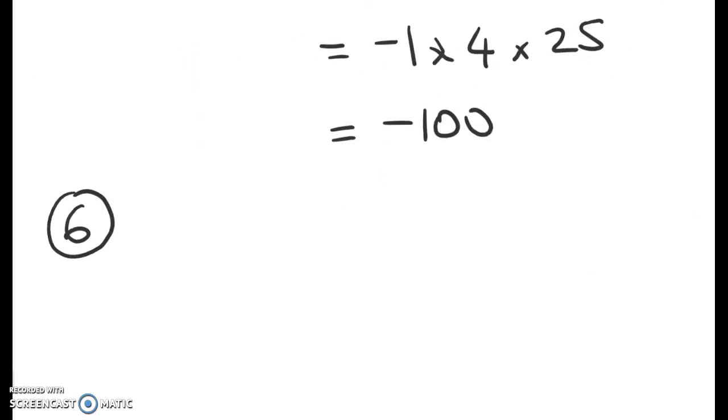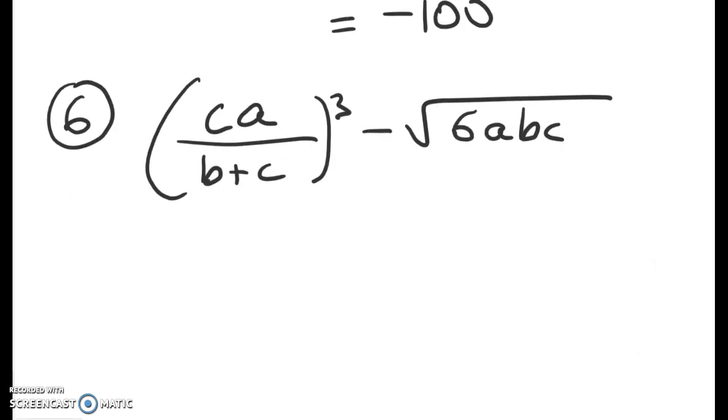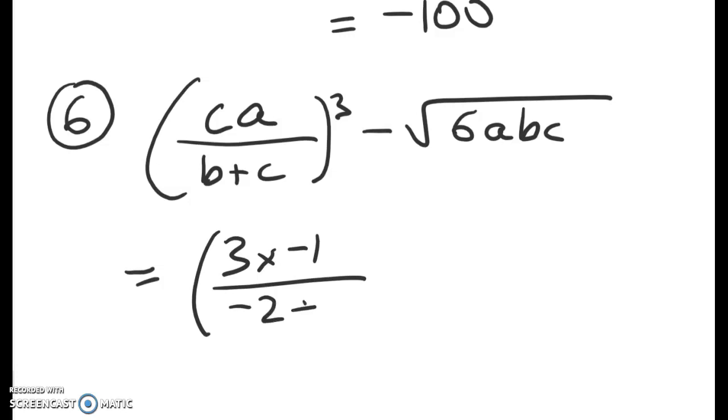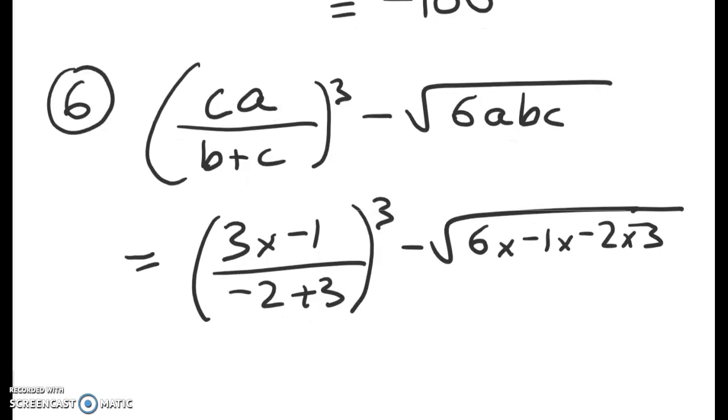Question 6. C A over B plus C cubed minus the square root of 6ABC. You can see I was getting a little bit over A, B and C in different ways, so I made up a slightly crazy one. Let's see what we've got. 3 times negative 1 divided by negative 2 plus 3, all in brackets, cubed, minus the square root of 6 times negative 1 times negative 2 times 3.